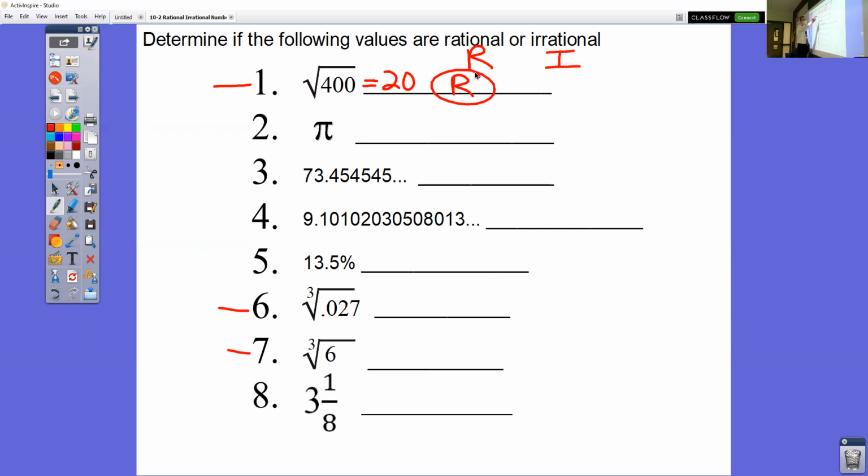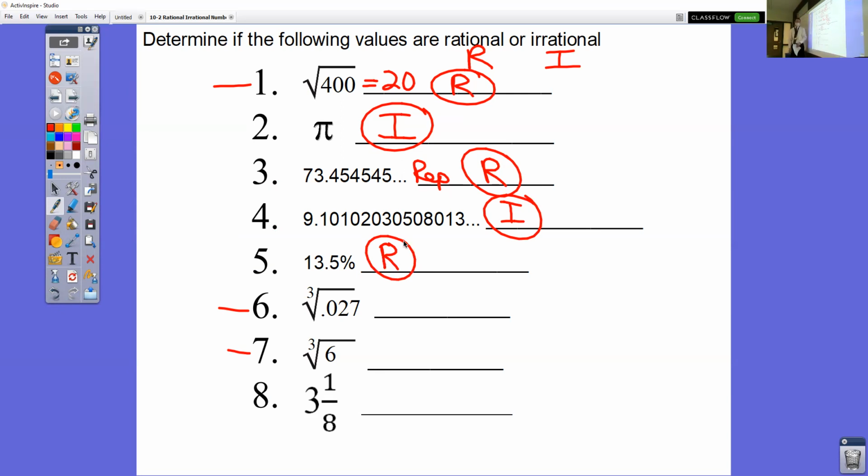Pi is the most famous irrational number that there is. In question number 3, 73.454545 ... This is a repeating decimal. Every repeating decimal is rational. Number 4, 9.10102030508013. There's nothing there. You can't use a repeating sign. Therefore, this is irrational. In question number 5, any percent is automatically rational. As soon as you see that percent sign, automatically rational.